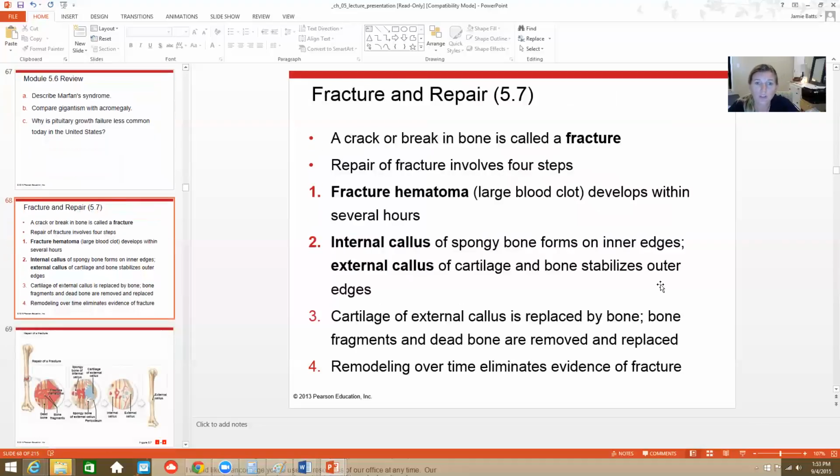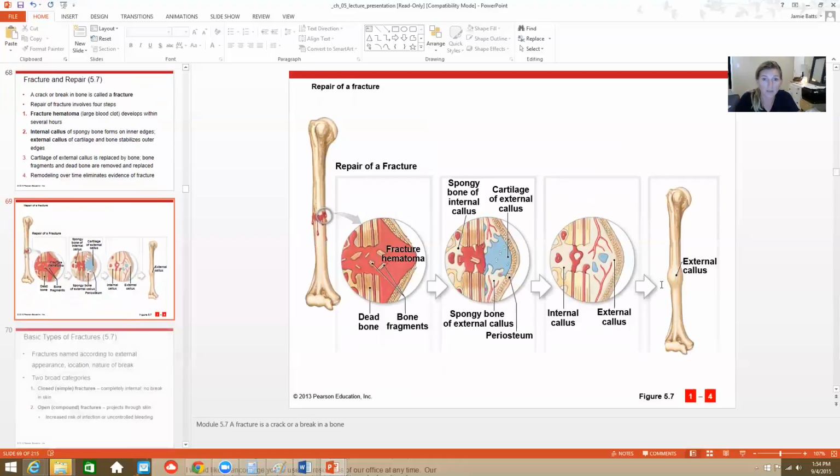Let's talk about bone fracture and repair. There's several processes that take place when you're repairing a bone. First is a large blood clot called a fracture hematoma. This happens within several hours of the injury. Then there's an internal callus and an external callus that form. These are just overgrowths of cartilage or spongy bone to help stabilize as much as possible. Then that cartilage callus is slowly replaced by bone, and then finally bone remodeling, which is a combination of osteoblast and osteoclast activity, occurs to reshape the bone back into its position.